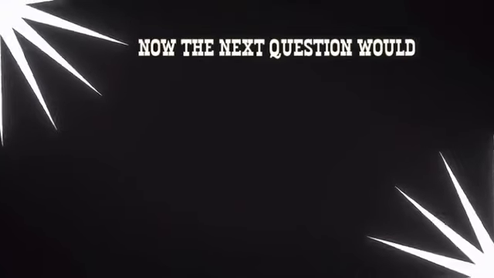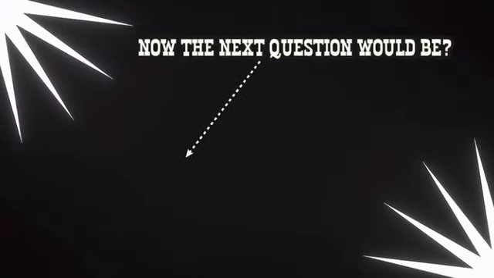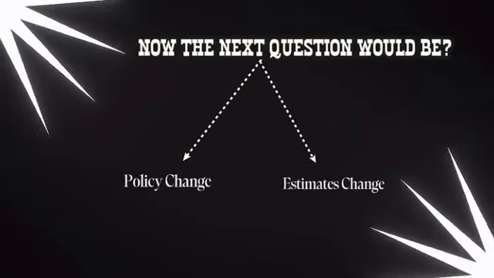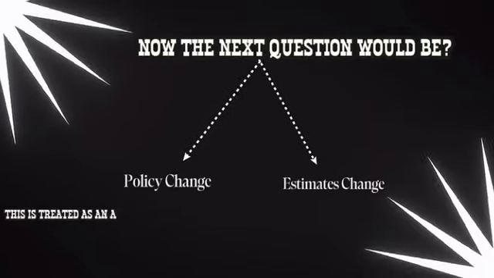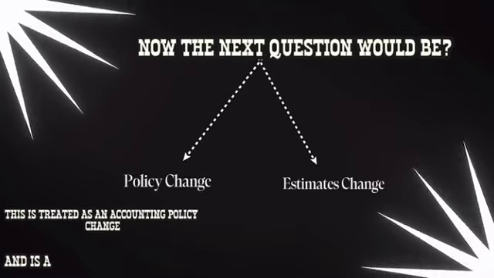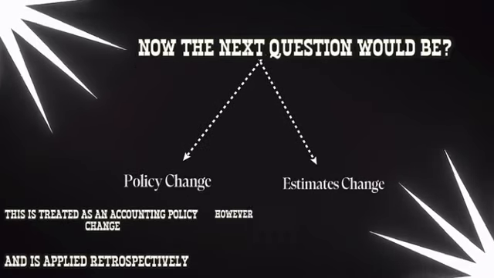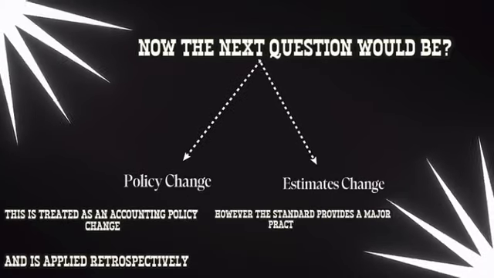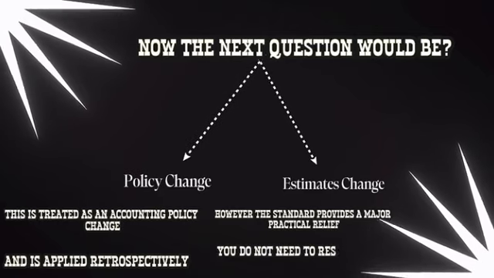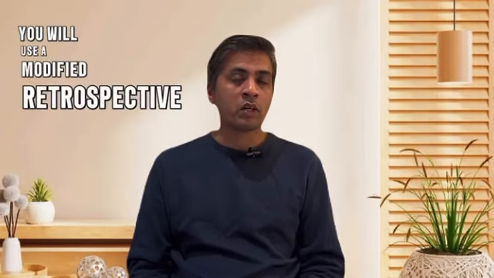Now, the next question would be whether it would be considered as a policy change or an estimates change. This is treated as an accounting policy change and is applied retrospectively. However, the standard provides a major practical relief. You do not need to restate prior years. You will use a modified retrospective approach. This means that you recognize the cumulative effect of applying the new standard as an adjustment to the opening retained earnings at the date of the initial application.